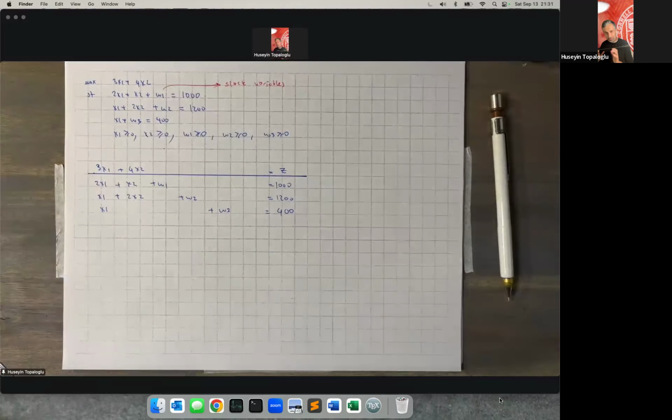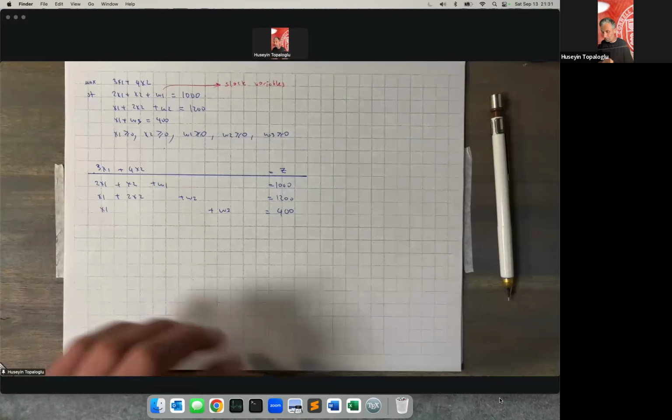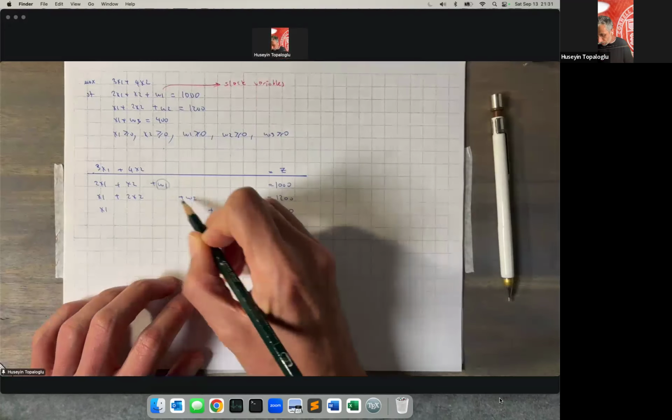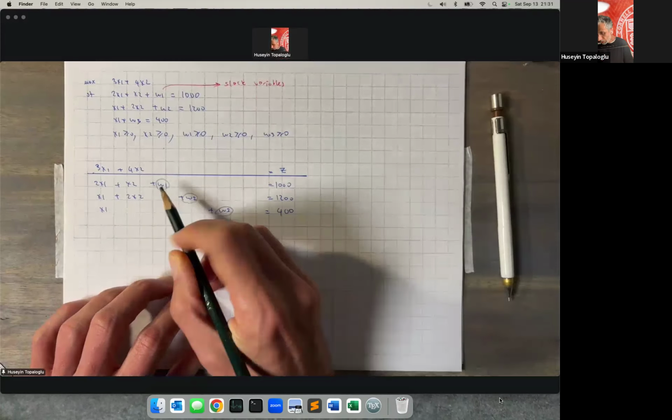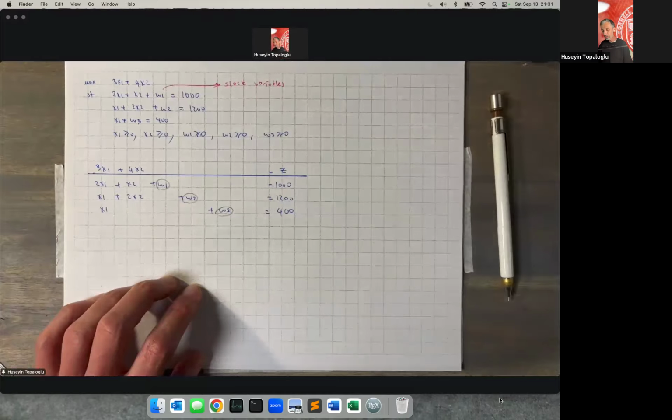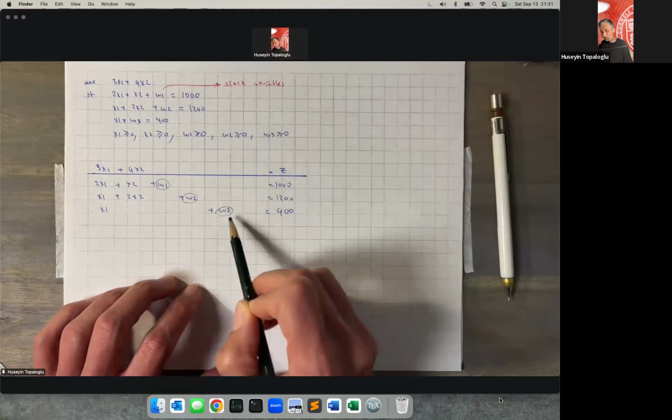So let's make now an extremely important observation on the system of linear equations. In this system of linear equations, there are three decision variables such that each one of these decision variables appears in a different constraint row with a coefficient of 1 and nowhere else. And those are W1, W2, W3.